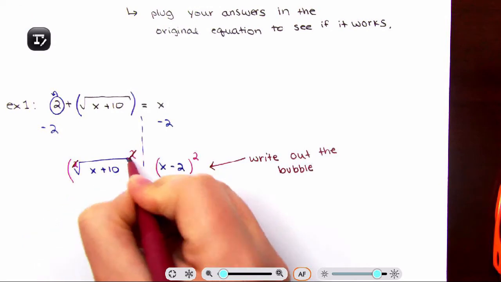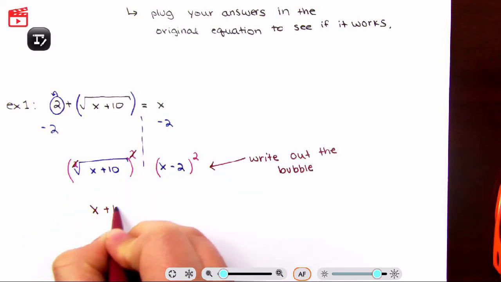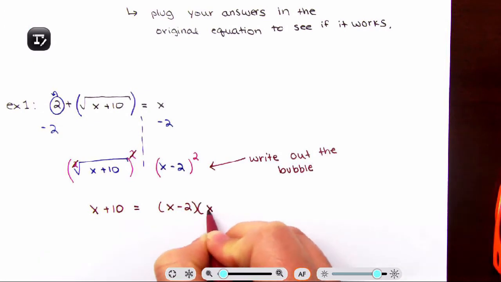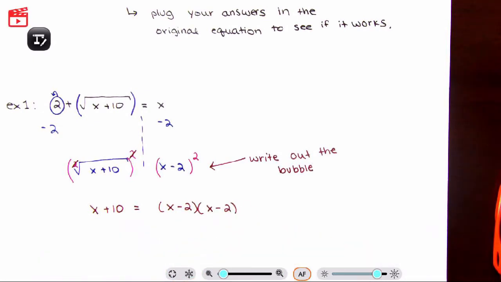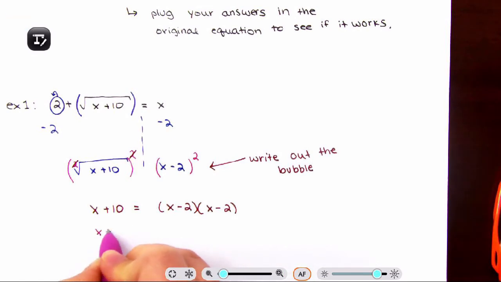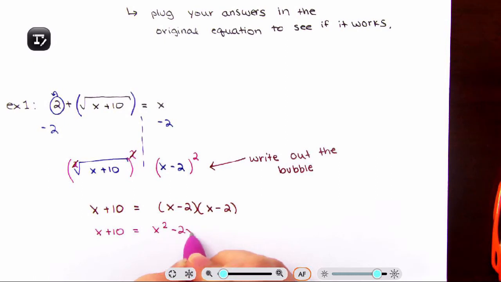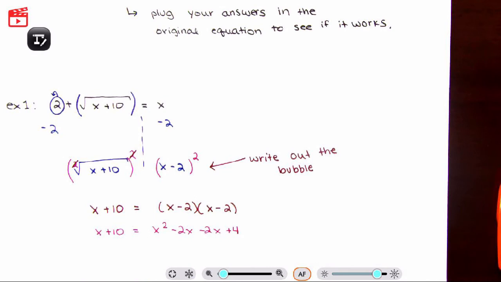This one cancels out. We have x plus 10 left over here. And this is x minus 2 times x minus 2. So you can use the box method or you can FOIL out, up to you. I'm going to choose to FOIL. So I have x squared minus 2x minus 2x plus 4. So what do I have here? I have x plus 10 equals x squared minus 4x plus 4.